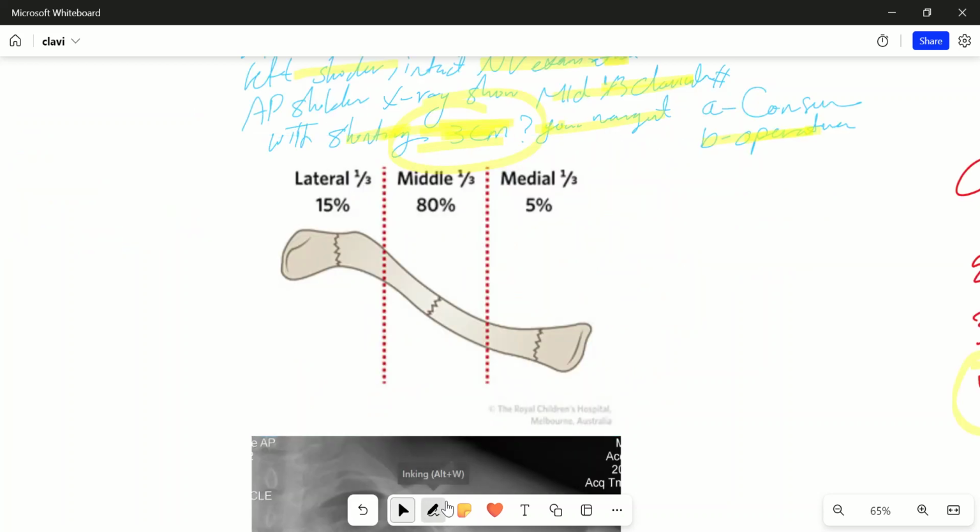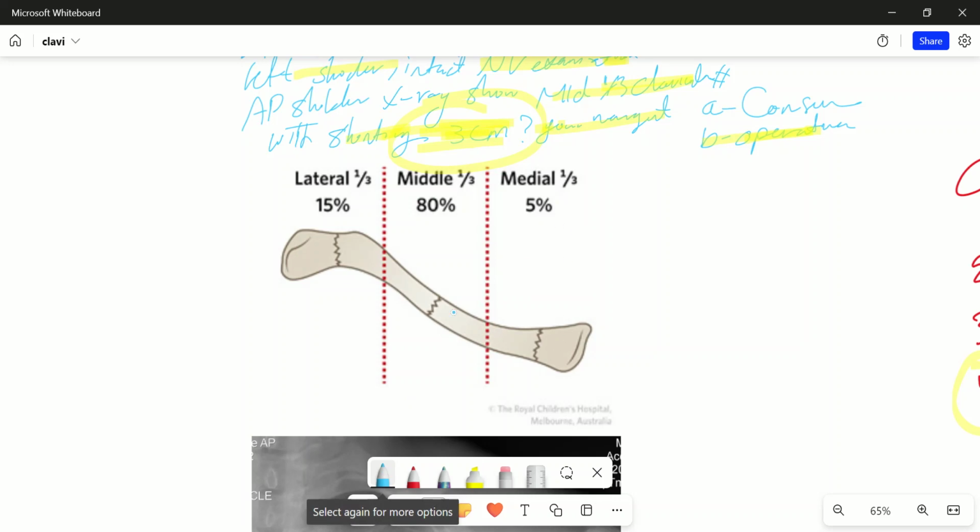Now let's go through the clavicular fracture. Okay, this is the clavicle. Here is the sternoclavicular joint. Here is the acromioclavicular joint, the AC joint.